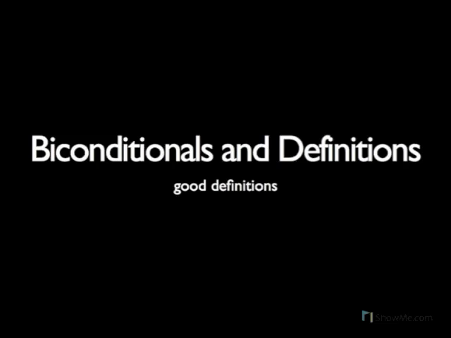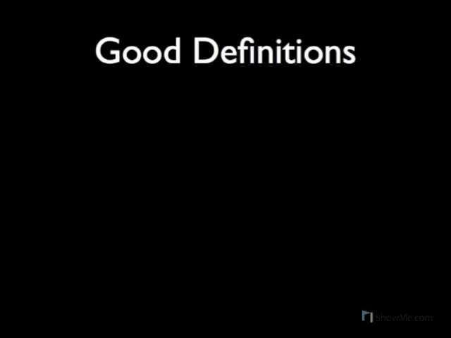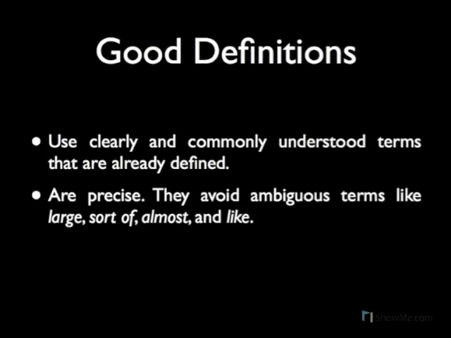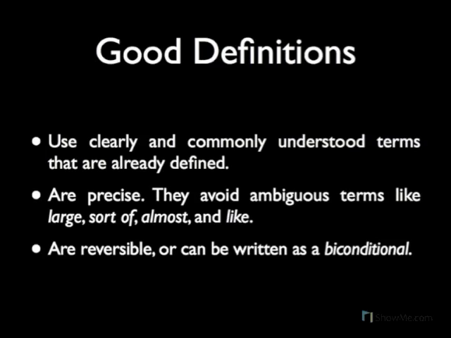Now that you know about biconditionals, we can talk about good definitions. For a definition to be a good definition, it must have three properties. First, it must use clearly and commonly understood terms that are already defined. Second, they must be precise. They avoid ambiguous terms like large, sort of, almost, and like. And finally, they are reversible. That means they can be written as a biconditional.